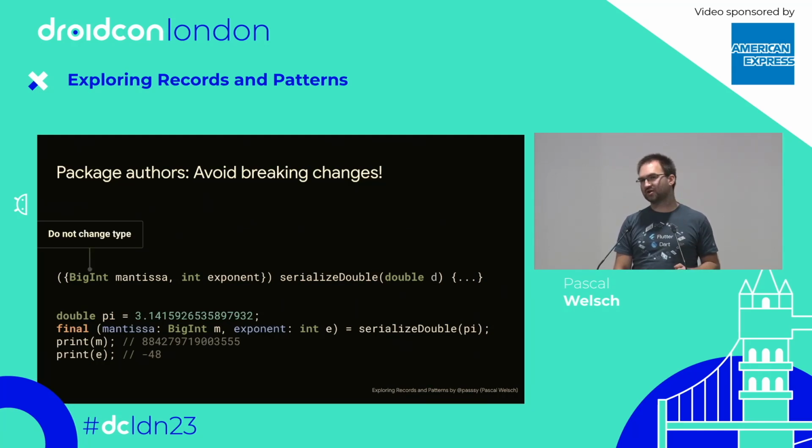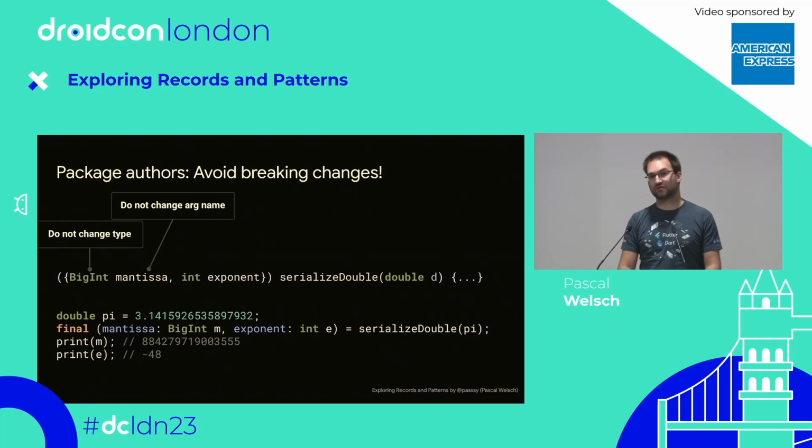So the things that you cannot change is the type. Whenever you change the type, someone might have destructured it and used the type. If you change the type, you cannot. It is a breaking change. You cannot change other people's code. You are also not allowed to change the name of your arguments, at least for named arguments. This is also a breaking change, because people might assign it directly to the local variable of that name. You cannot change that.